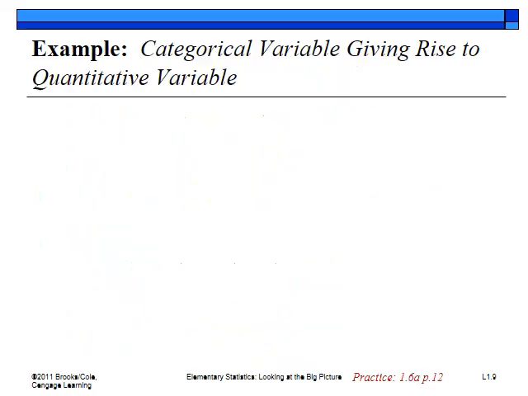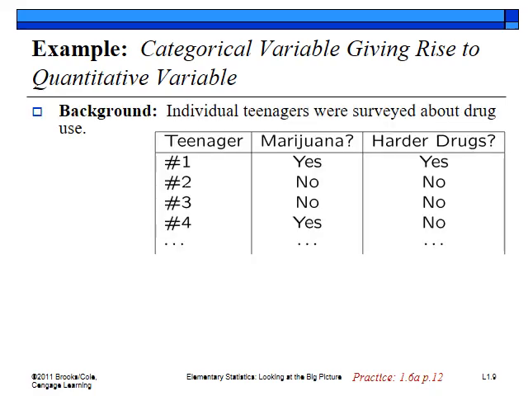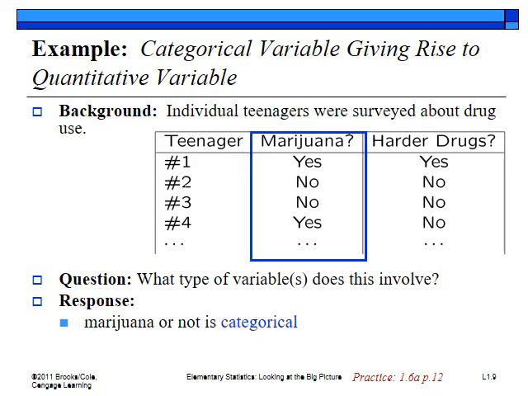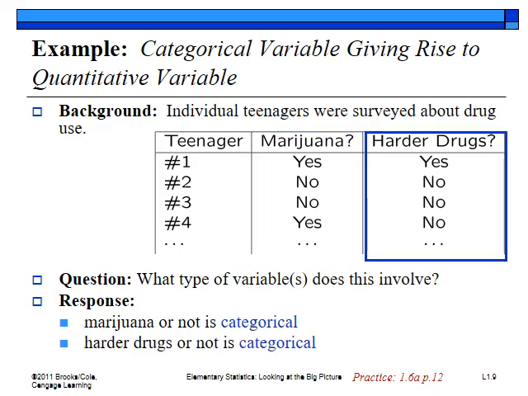We may sometimes switch between categorical and quantitative. Let's look at an example. Individual teenagers were surveyed about drug use. They are asked whether they have used marijuana and whether they have used harder drugs. What types of variables are we looking at here? Whether or not a teenager uses marijuana is categorical. It's yes or no. Similarly, whether or not a teenager had used harder drugs is also categorical. Again, yes or no.